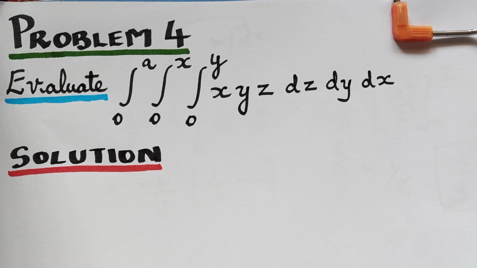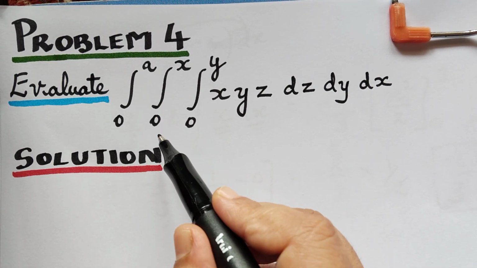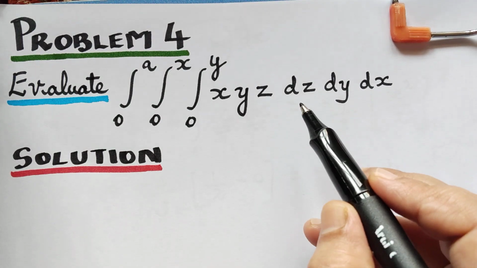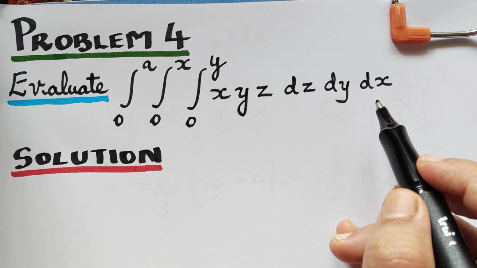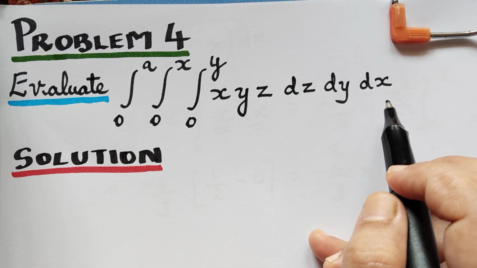Dear students, under the topic triple integrals, here we have problem 4. The question is to evaluate the integral from 0 to a, 0 to x, 0 to y, of xyz dz dy dx. Now, we should understand in which order we have to integrate first.